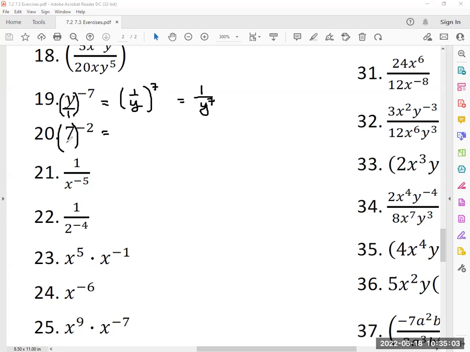Next. Remember, this 7 is actually 7 over 1. Oh, there's a negative exponent. What do you do? Yep, 1 over 7, all to the positive 2. And if I simplify it, 1 times 1 is a 1. 7 times 7 is 49.